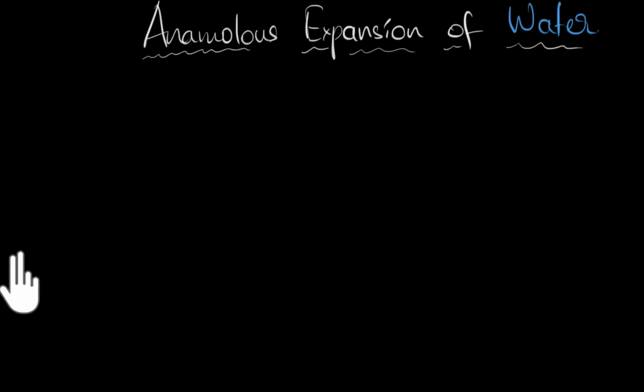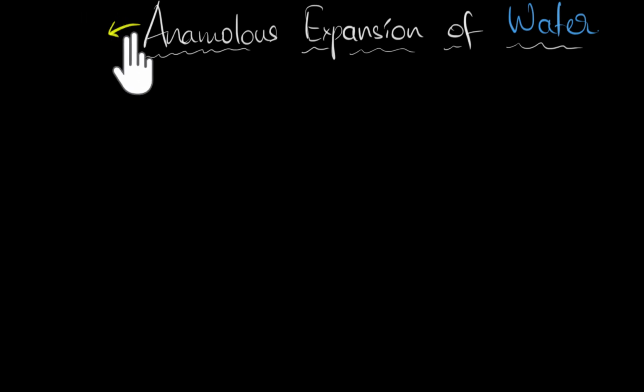Water has quite a few unusual properties. One of them is famously called the anomalous expansion. So, we'll talk about what this is and what are its consequences. Alright, let's begin. Let's start with the meaning of this.